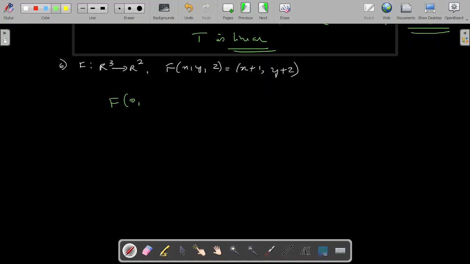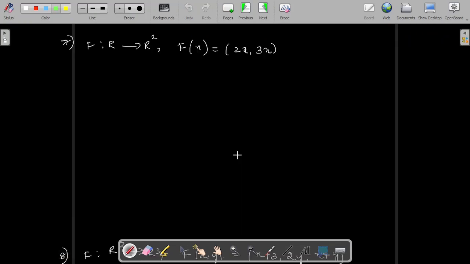See, f of (0, 0, 0) goes to (0 plus 1, 1, 0). So this is not the 0 of the second vector space. Therefore this transformation f is not linear. Next, the seventh one. Check, is 0 getting mapped to 0?